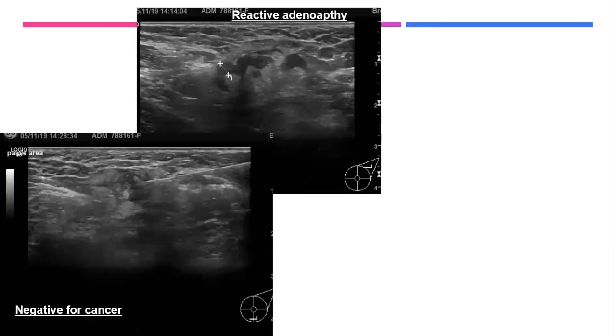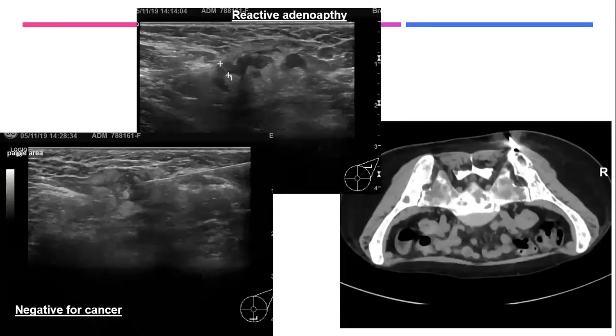They decided to do bone biopsy, and at this time, the bone result was metastatic adenocarcinoma.